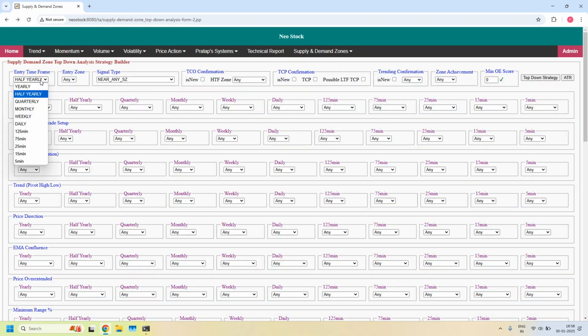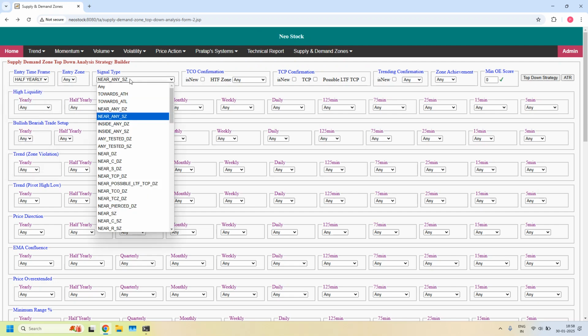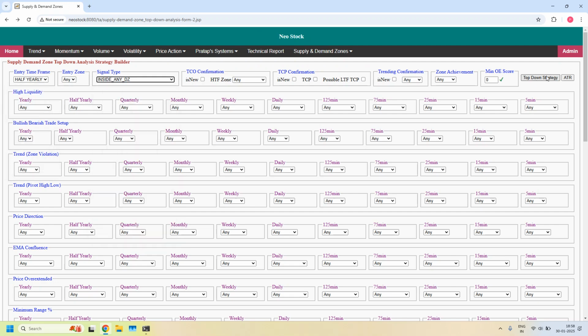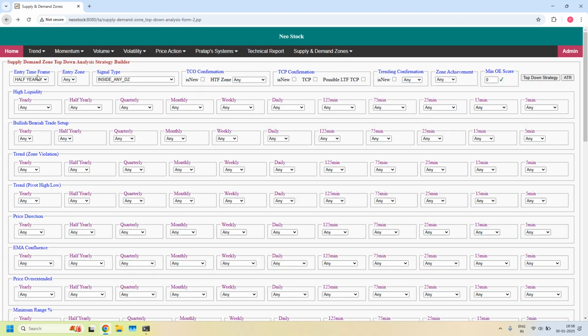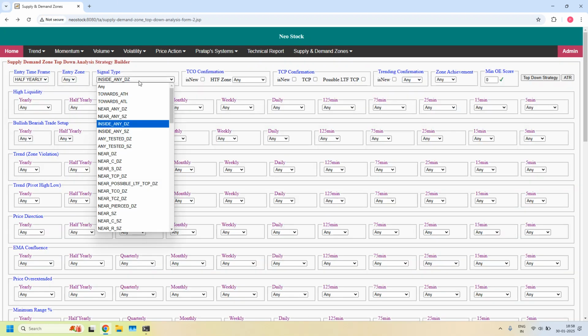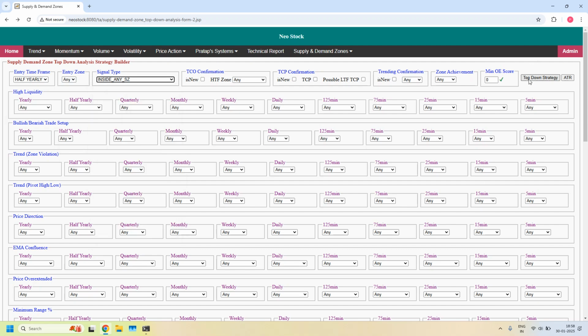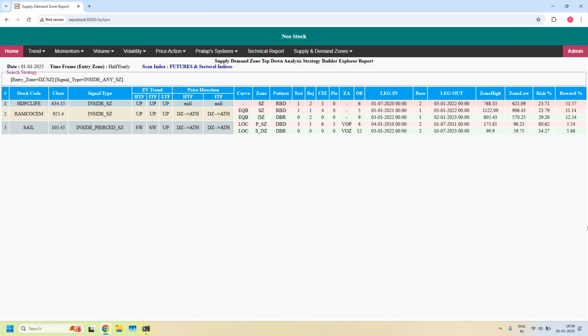Next, half yearly time frame, price closed inside the half yearly demand zone. We got 8 stocks. Next, half yearly time frame, price closed inside the half yearly supply zone. We got 3 stocks.